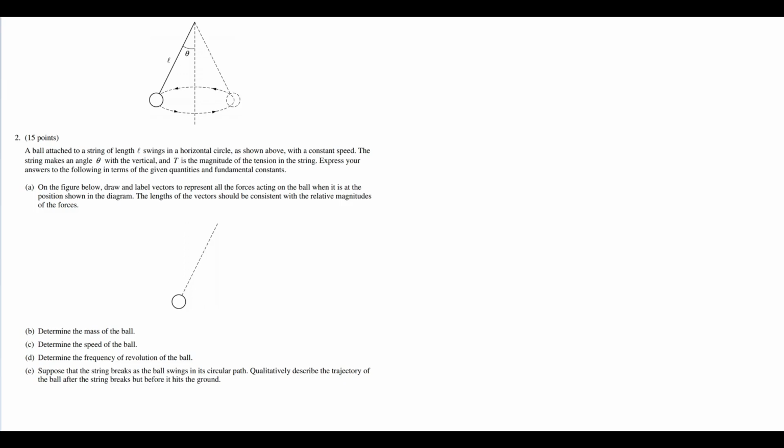A ball attached to a string of length L swings in a horizontal circle as shown above with a constant speed. The string makes an angle theta with the vertical, and T is the magnitude of the tension in the string. Express your answers to the following in terms of given quantities and fundamental constants.